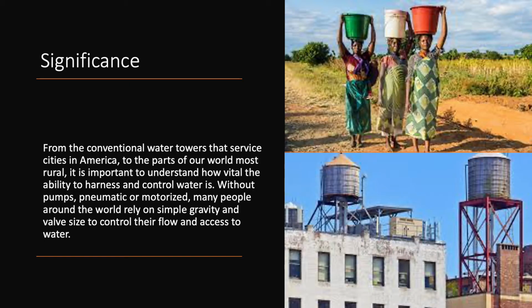At the end of this, hopefully we can come to the significance that from the conventional water towers that service most cities in America, as we can see in the second photo, to the parts of our world most rural, it is important to understand how vital the ability to harness and control water is. Without pumps, pneumatic or motorized, many people around the world rely on simple gravity and valve size to control their flow and access to water.